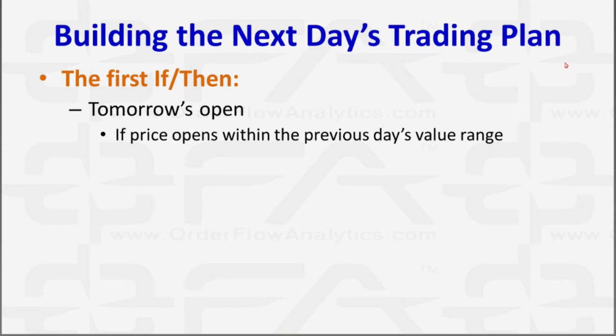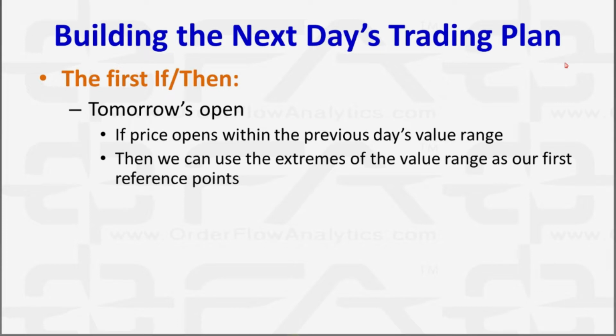So if it opens within the previous day's value range, the total range for the day, maybe we can use the extremes of the value range or the extremes of the day as our first reference point. For example, if price opens outside of yesterday's complete range, then without question, one of our first reference points is the previous day's range. And we're looking at the open type. Like yesterday, we had an open drive. We had one tick to the downside from the open and an immediate and strong move to the upside, called an open drive.